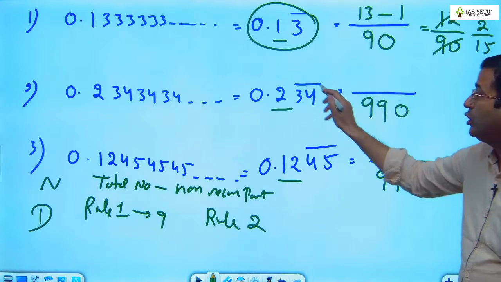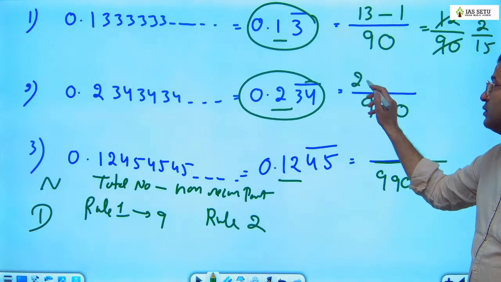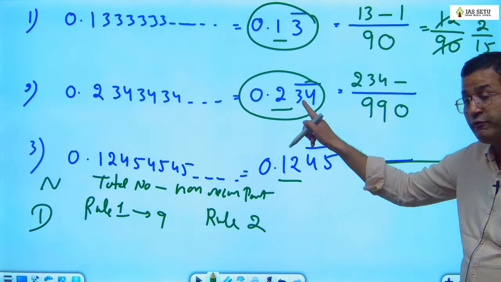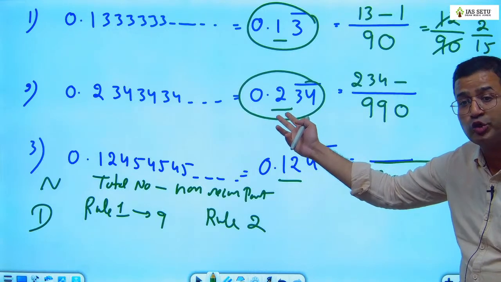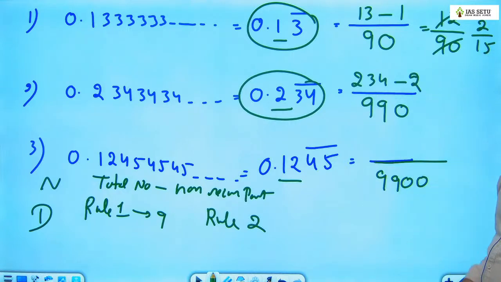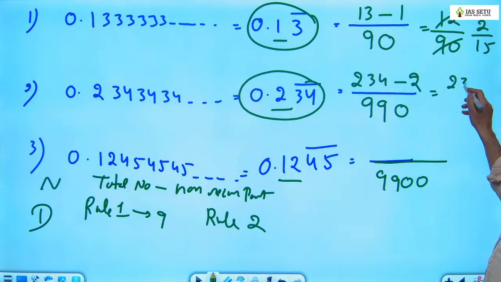I repeat, total number minus non-recurring part. And 4 is recurring. What is non-recurring? 2. 2 does not repeat, so minus that. So it is 232 upon 990.